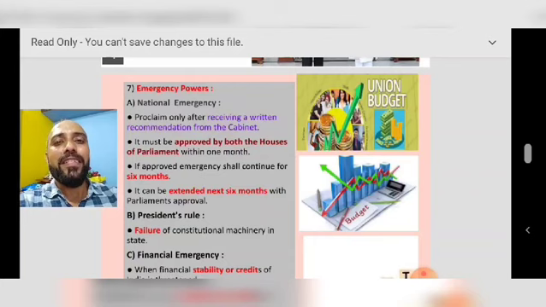There are 3 emergencies: the national emergency, the state emergency and financial emergency. First, national emergency. It can be proclaimed only after receiving a written recommendation from the cabinet. Second, it must be approved by both the houses of the parliament within a period of 1 month. If approved, emergency shall continue for next 6 months. It can be extended for next 6 months with parliament's approval.